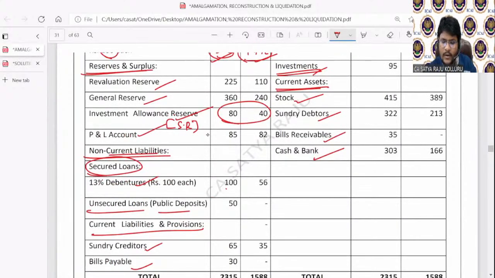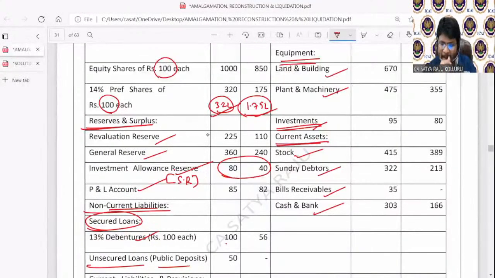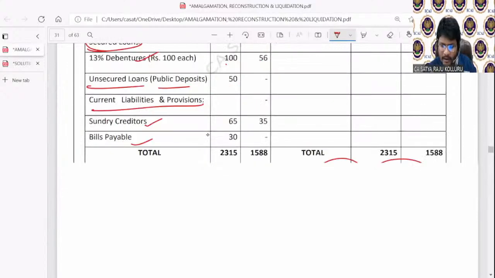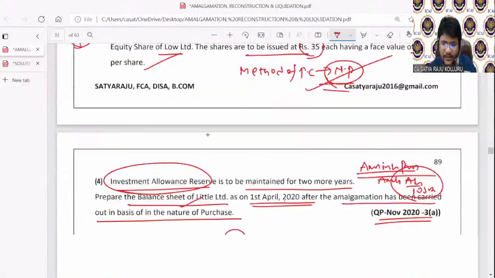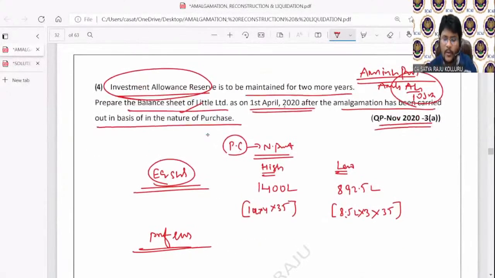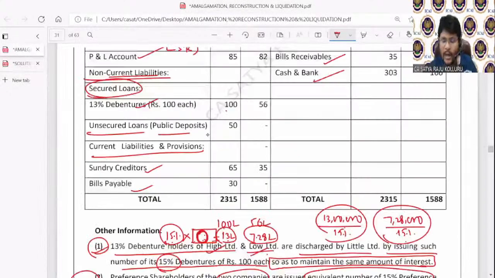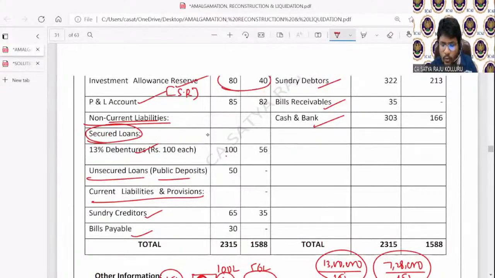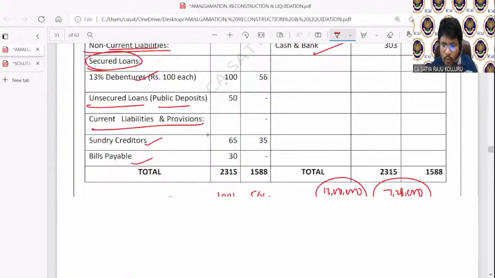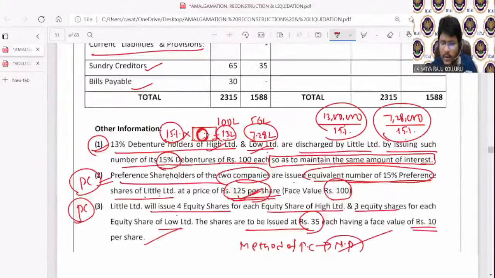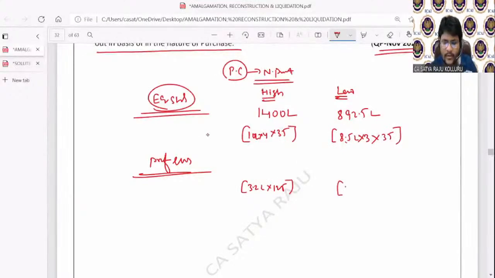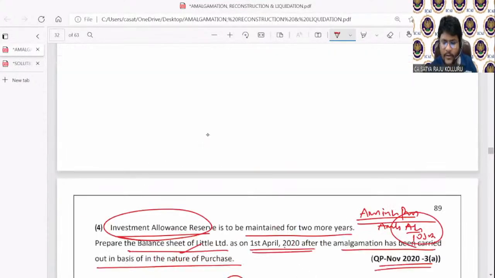So, 1 second, guys. I multiplied correctly only for equity shares, right? Yeah, I considered correctly, not an issue. Now coming to preference shares, which are 3.2 lakh, 3.2 lakh into 125 rupees. Here, how many number of preference shares are given?